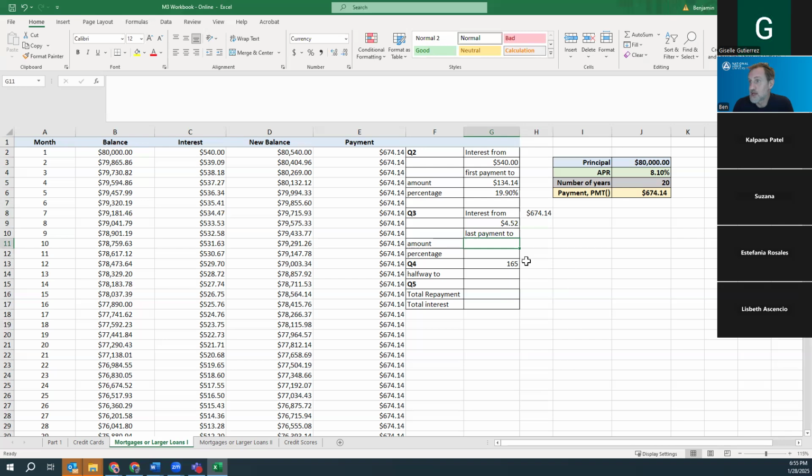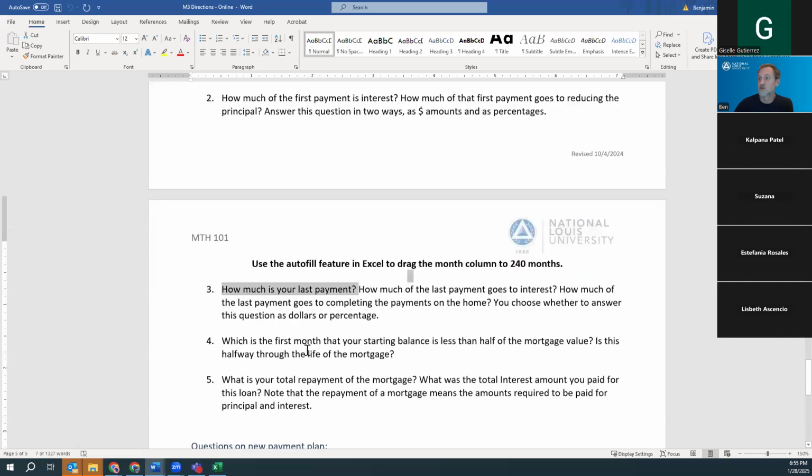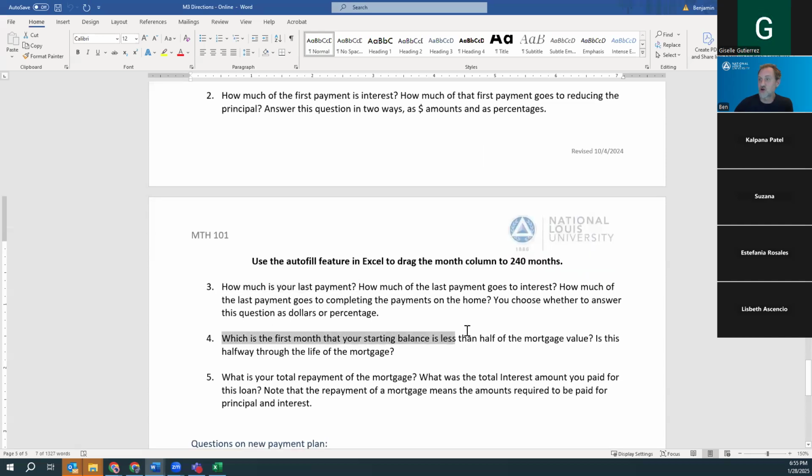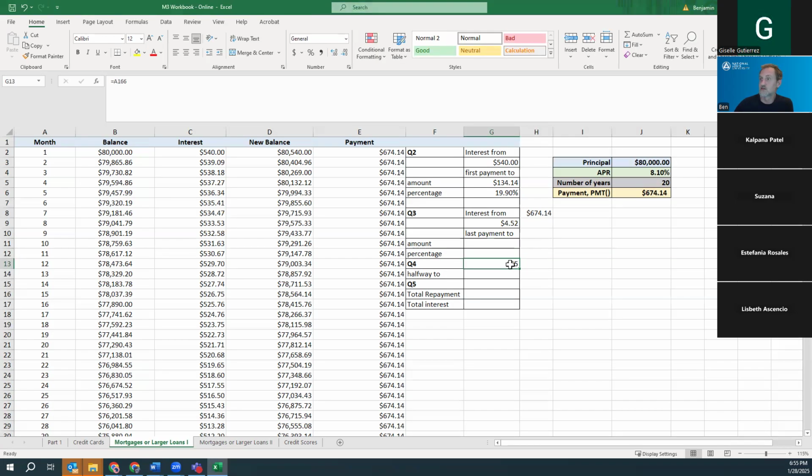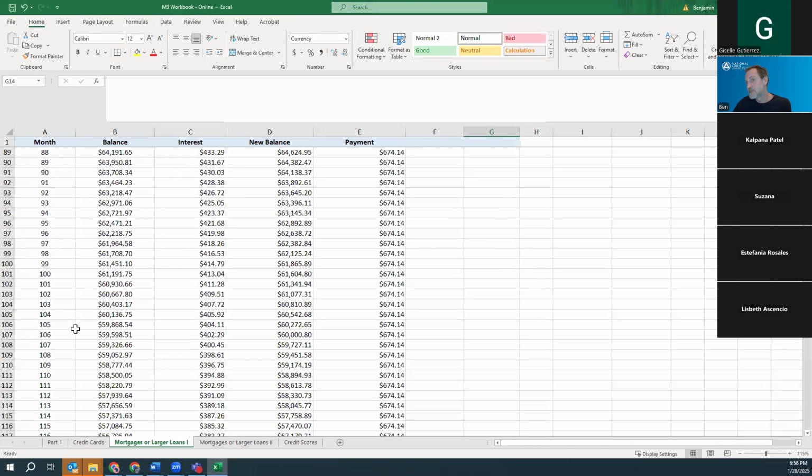As we look at the last couple of questions here, and we're almost out of time, which is fine because I think we're pretty much there. First of all, this number is brought over for you. It's the answer to this question: which is the first month that your starting balance is less than half the mortgage? So if you look at this, it has a cell reference in it, A166. Let's look at A166.